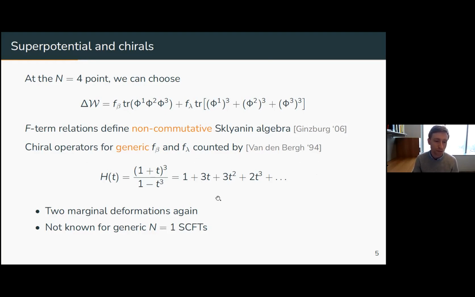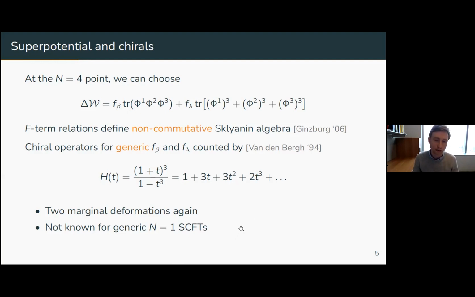And you can compute the Hilbert series that counts this tower of chiral operators up to the F-term relations, and it's given by this result here. So again, at conformal dimension 3, you have two operators, and these are just the two marginal operators that parameterize the conformal manifold. The key takeaway is that in general, it's not known how to do this kind of counting for deformations of arbitrary N=1 conformal field theories. This is the only case where we know how to do it in general.